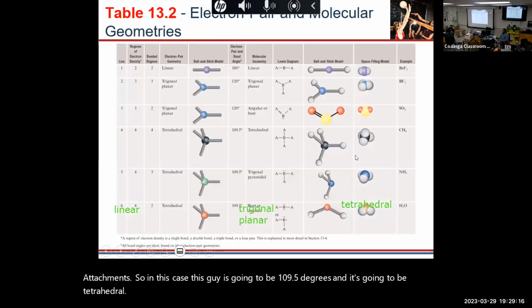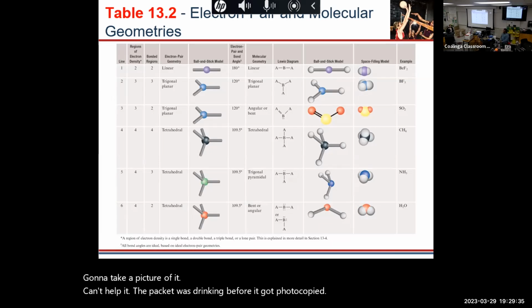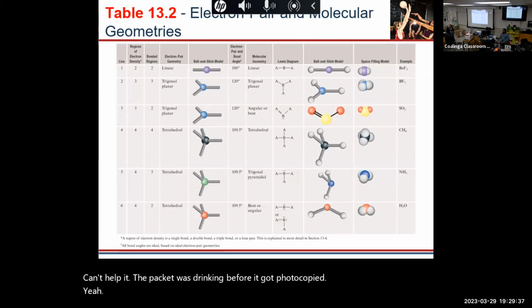Okay, this is that same chart that's in your packet. You gonna take a picture of it? It's a little blurry on our packet. Can't help it. You know, the packet was shrinking before it got photocopied. Told you. At least you show up.